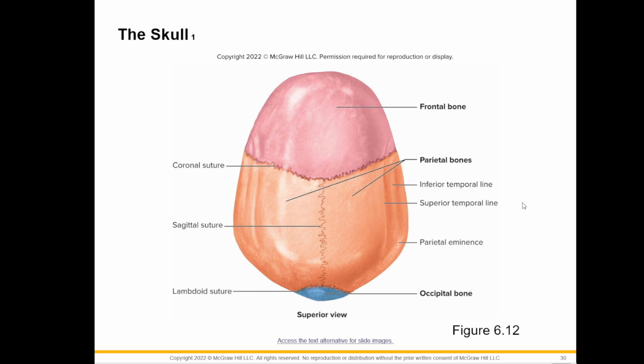So here are other pictures of our skull. The red one is the frontal bone. The orange one is the parietal bone. And then the blue one is the occipital bone. Again, coronal suture, sagittal suture, lambdoid suture. And then even the parietal bone has several parts, if you can see here. The superior temporal line, the inferior temporal line, the parietal eminence. But for me, you don't have to memorize these parts of the parietal bones anymore.